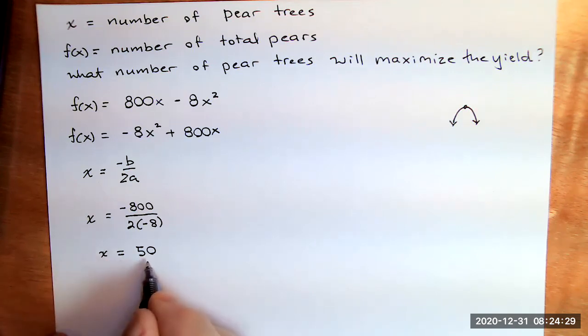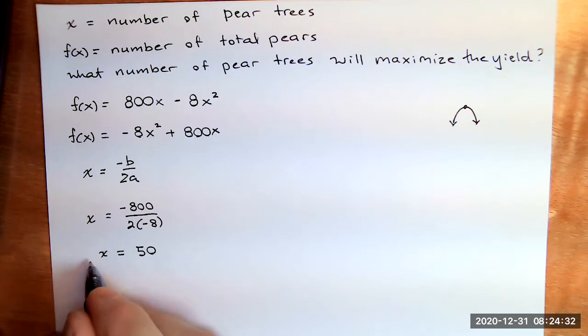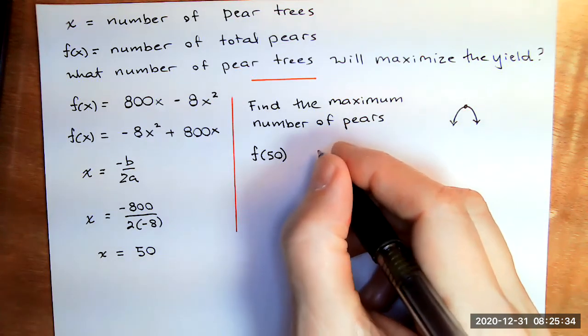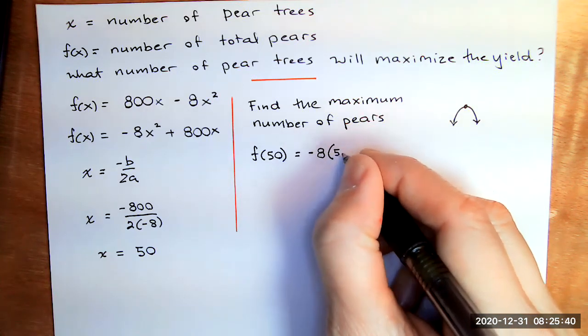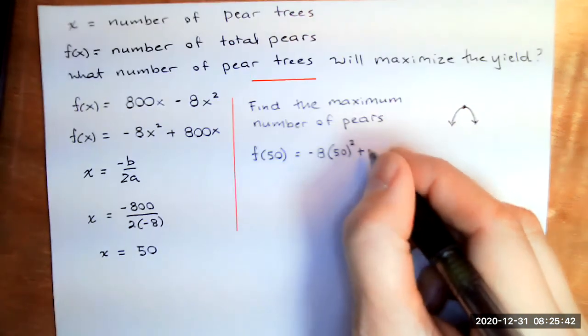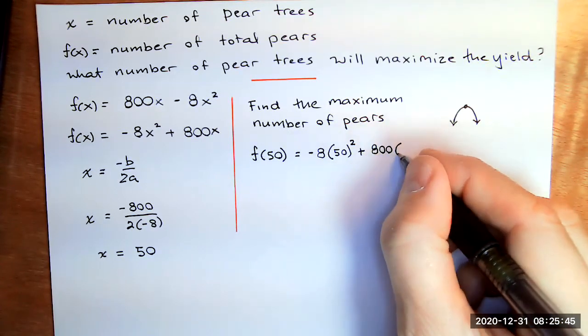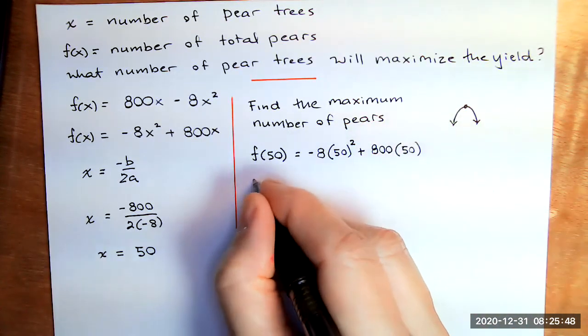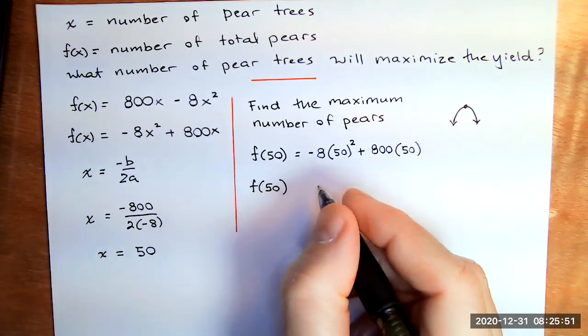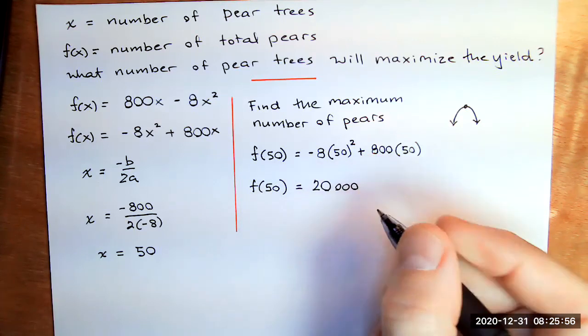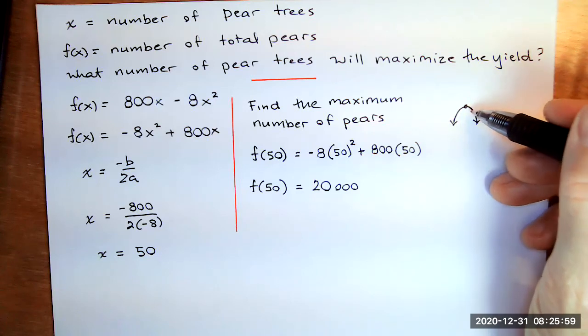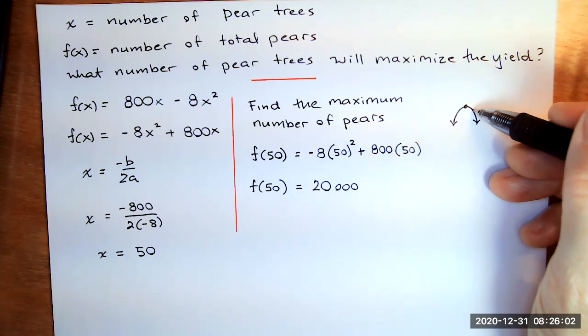In order to find the maximum number of pears, we have to plug this into our original function. It's going to be negative 8 times 50 squared plus 800 times 50. So if we plant 50 trees, we'll get 20,000 pears. So that's this point. And again, if we plant more trees, we'll actually get less total pears.